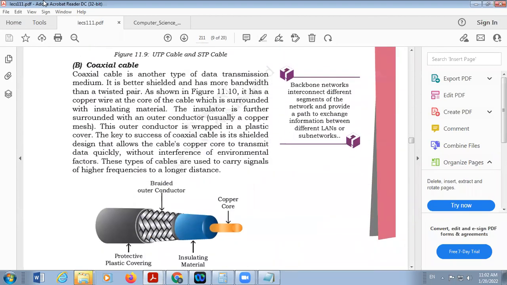Then next one is coaxial cable. An example of this type of cable is your digital TV cable. Okay, so that cable is called coaxial cable. Its life is more than the twisted pair because of its protection. There are very strong covers. Inside that there is a coaxial cable.